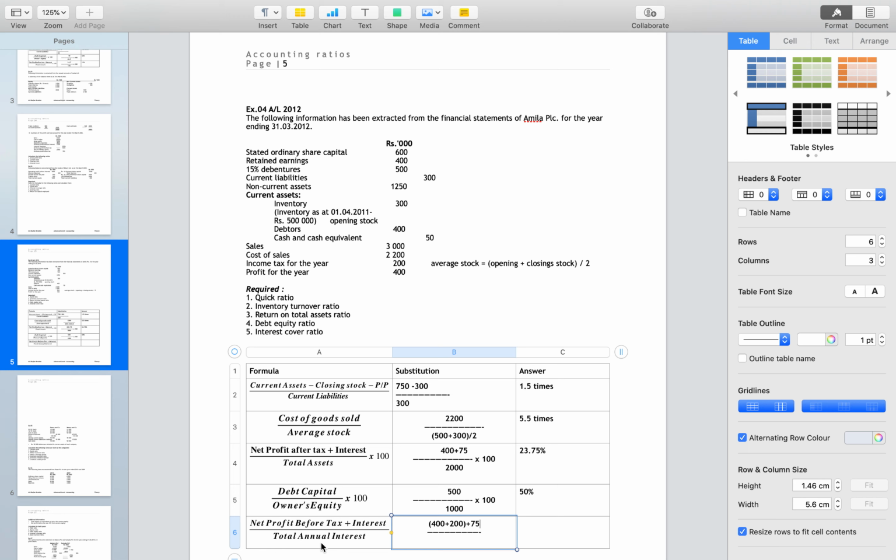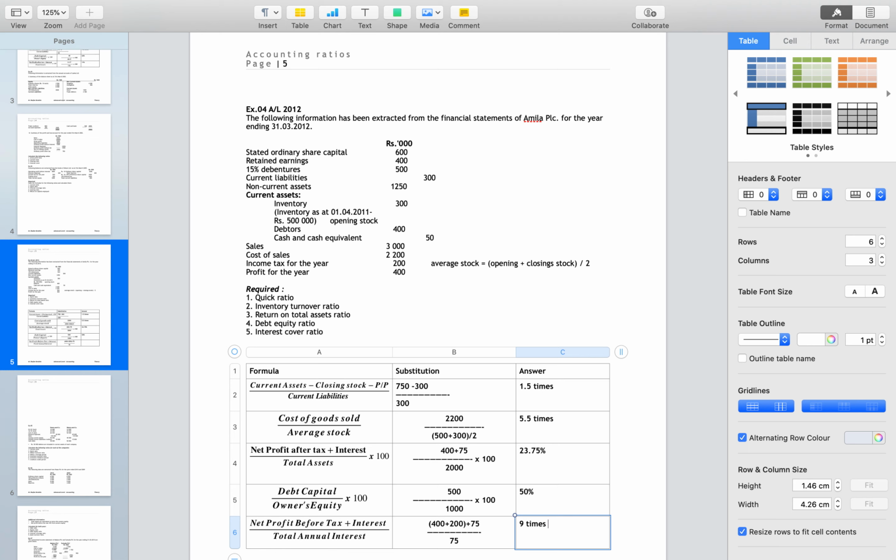Again you should divide the whole thing by total interest. So down below you have to mark the same interest you marked over here. Where did we get this answer? This is the same 75 we used over here, the 75 from 500,000 at 15%. The same interest you mark over here should be marked down also. So you use the calculator and get your answer, and that will be 9 times.